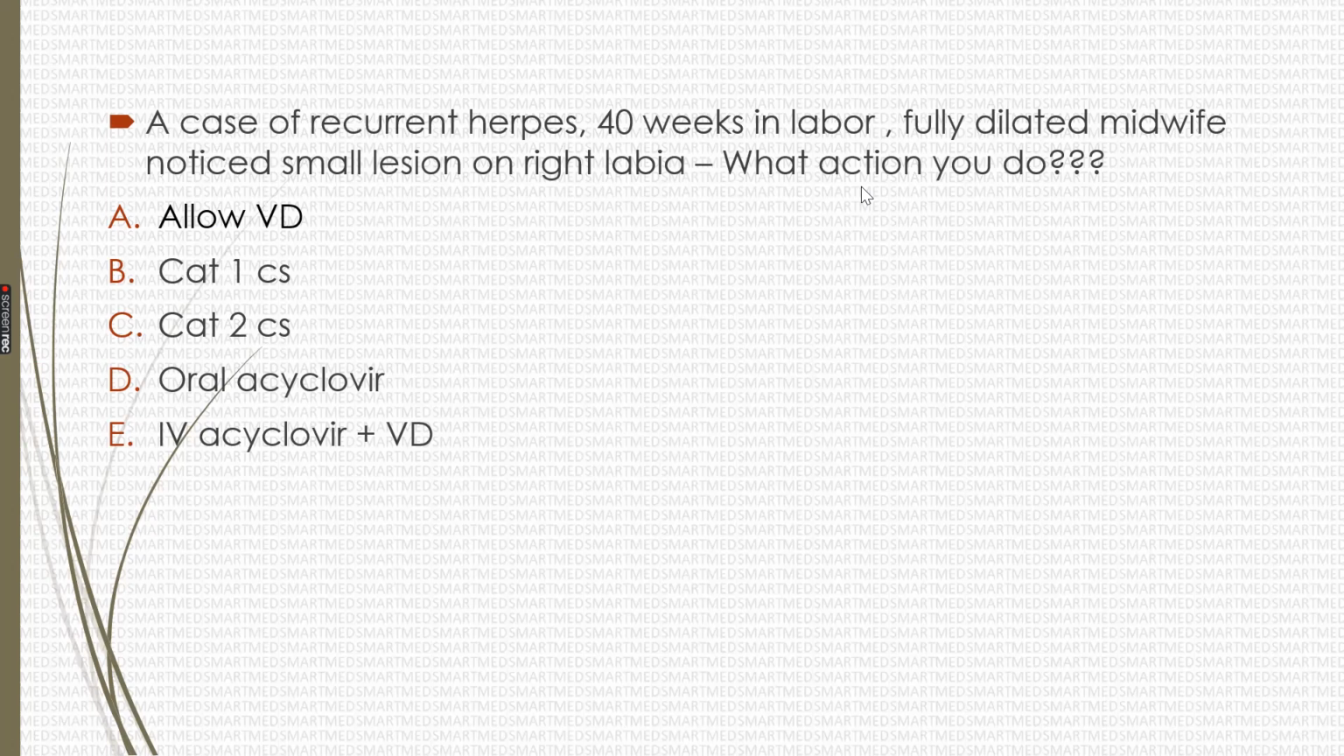Don't worry. We just revised the guidelines stating that if someone comes with recurrent herpes, even in the third trimester, the risk of transmission is 0 to 3%, and so we can allow her to go for a vaginal delivery. But if the same woman comes with primary herpes in the third trimester, as we were discussing in the algorithm, then we will offer her an elective cesarean section after informing the neonatology team.